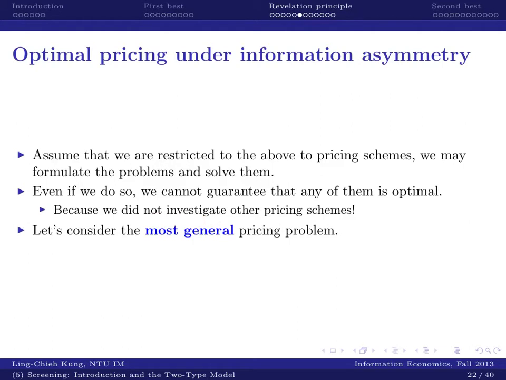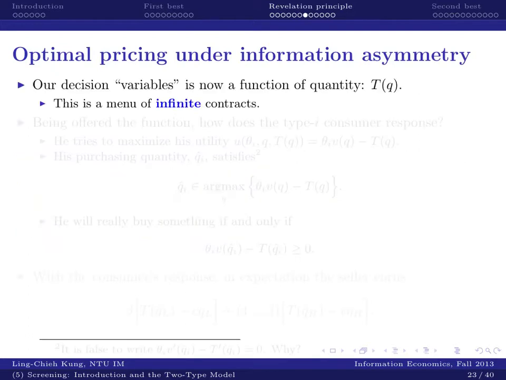How do you know the optimal pricing is not a square function? How do you know the optimal pricing is not a quantity discount? How do you know it's not some log function, exponential function, whatever? In general, there are too many possible formats for you to investigate. So here, let's consider the most general pricing problem. In this case, the decision variable would be that function. The function of quantity T of Q means pay me T of Q when you order Q units. This is actually a menu of infinite number of contracts.